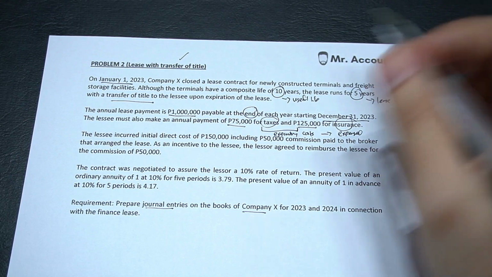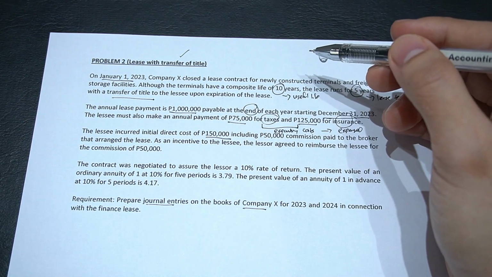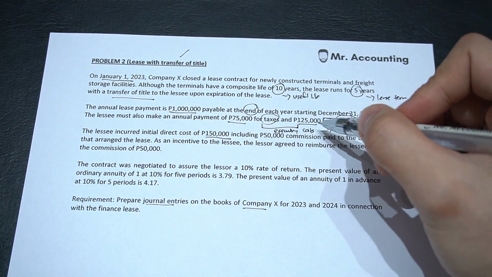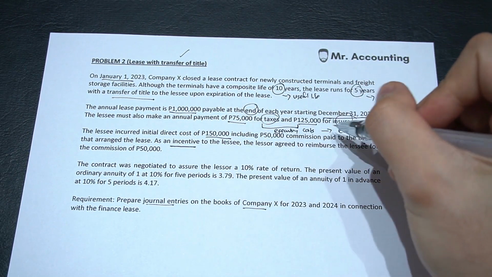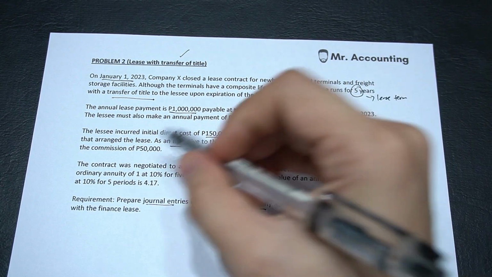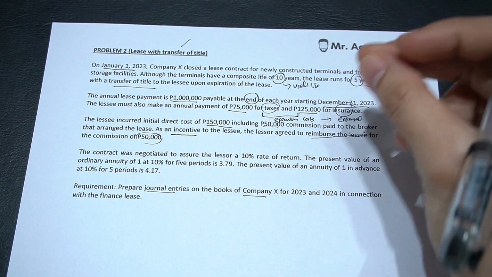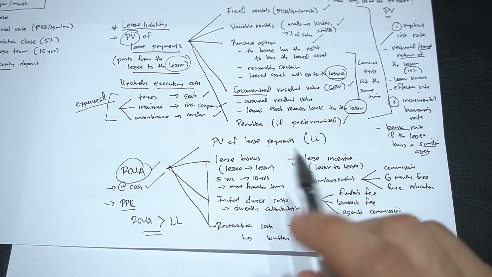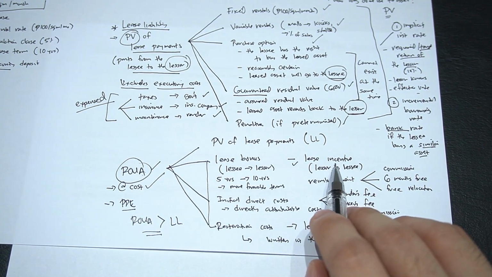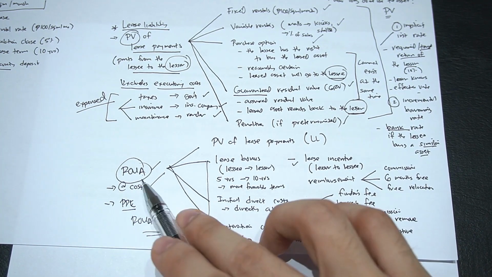Okay? The lessee incurred initial direct cost of 150,000. So we know, capitalizable to right-of-use asset yan, including 50,000 commission paid to the broker that arranged the lease. As an incentive to the lessee lessor agreed to reimburse the lessee for the commission of 50,000. Right? So ito, ni-reimburse daw yan ni lessor. Tapos ano nga ba yung treatment if there's a reimbursement? So pag may reimbursement ni lessor, okay, if you recall, ang tawag natin doon is lease incentive. Pag lessor to lessee, reimbursement, ibabawas natin siya, suminus siya sa right-of-use asset natin.